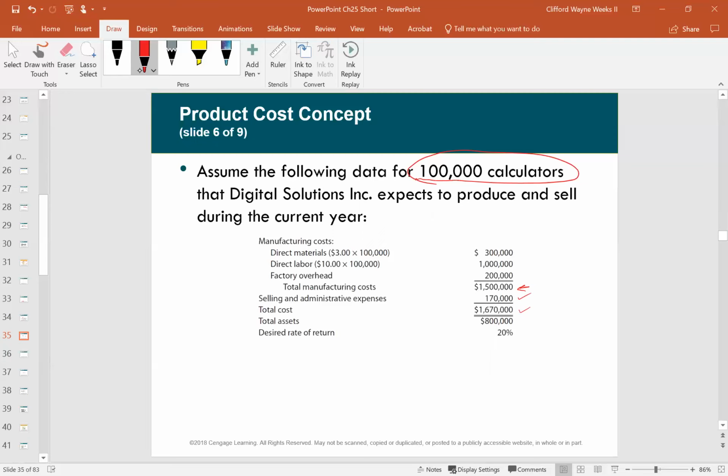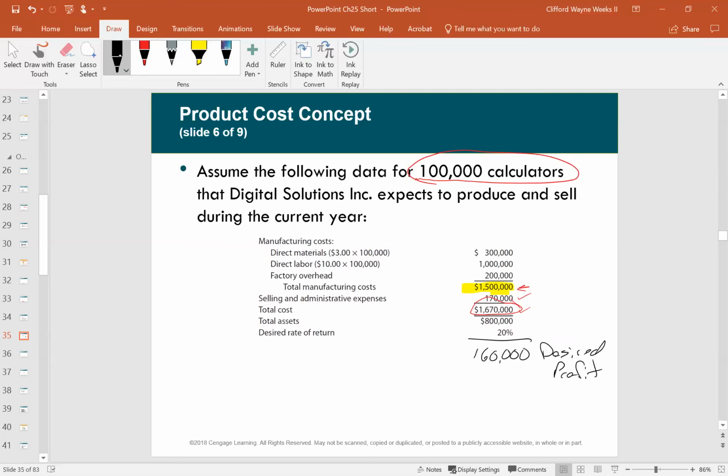We would have used this total cost if we had done the total cost method, but really we're going to only use this $1,500,000. We have our desired rate of return, so we're just going to multiply that. We had invested assets of 800,000. We multiply that times 20%, and we have $160,000 as our desired profit.